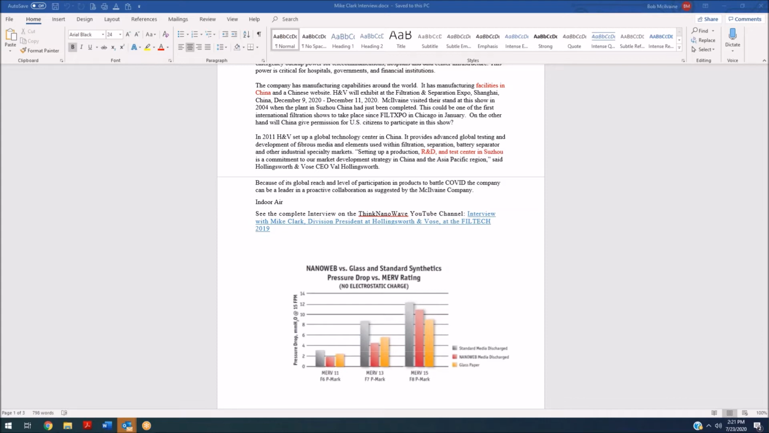And you mentioned putting it into the HVAC system, and we're looking at graphs here that show the pressure loss. So you have some advantages in lower pressure loss for a given efficiency with the nanoweb, do you not? We certainly do.